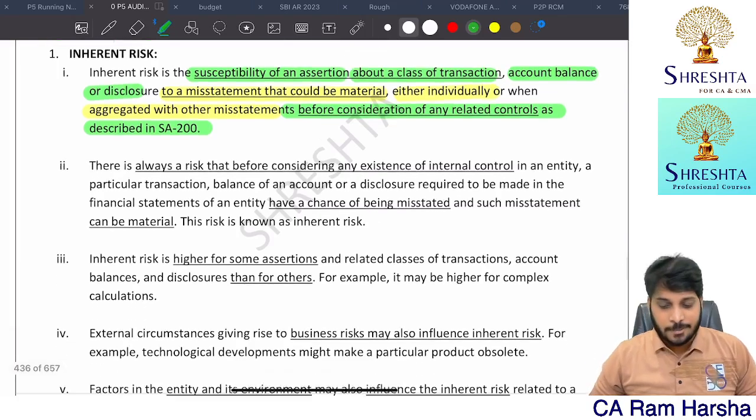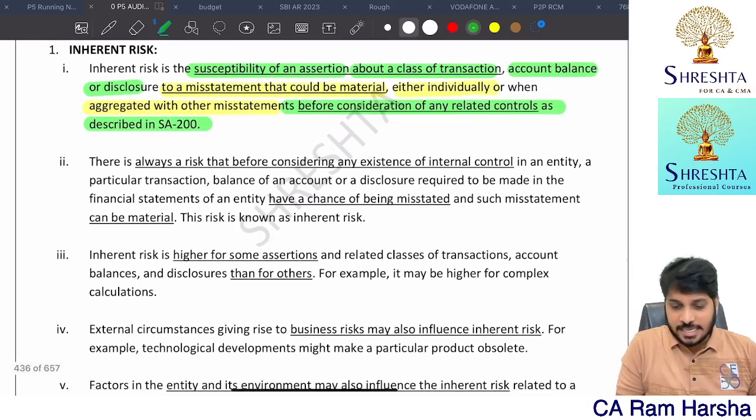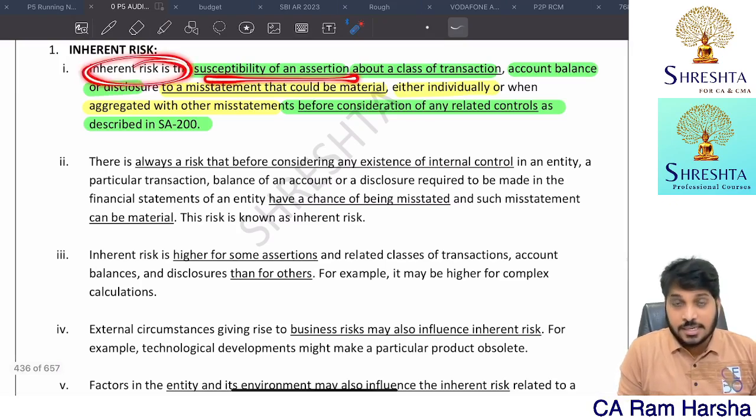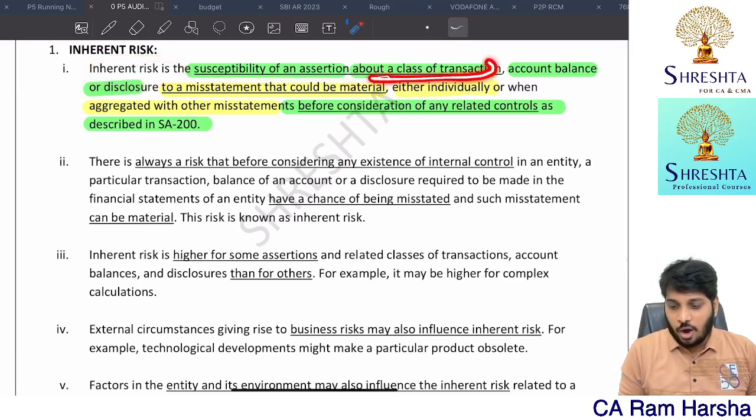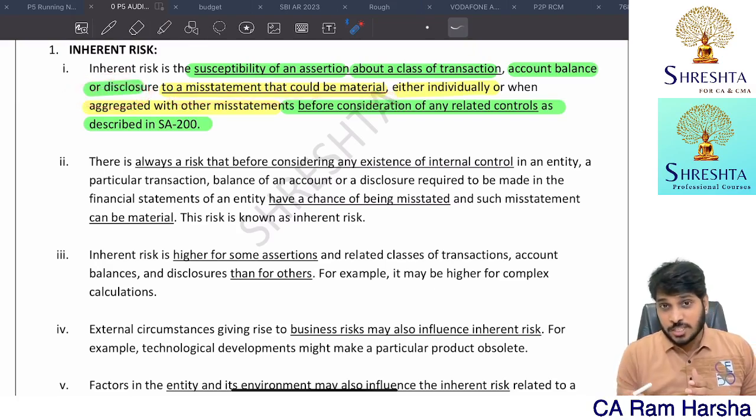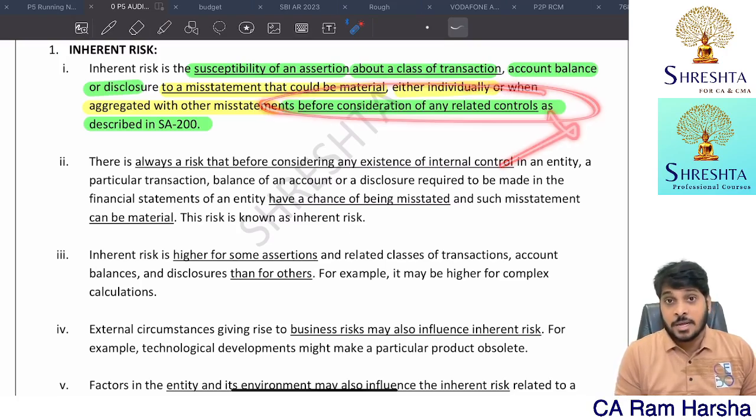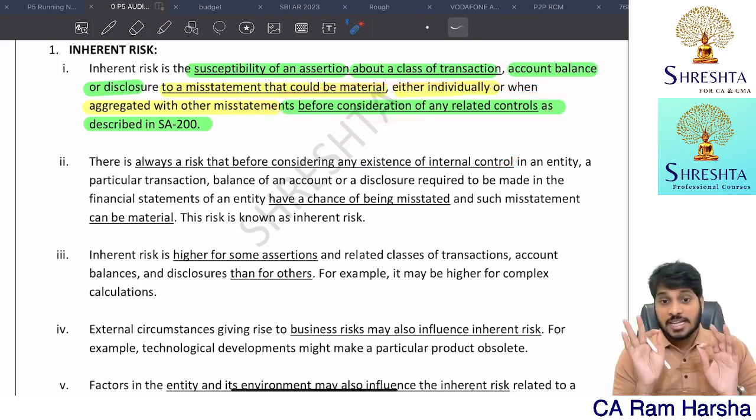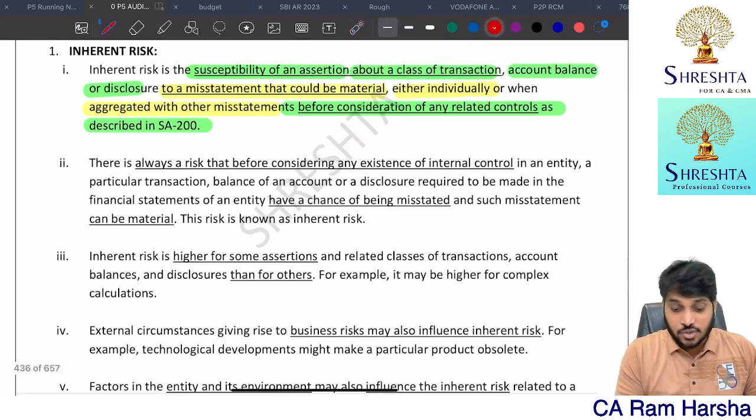Getting it? So inherent risk is the possibility, from the auditor's point of view, of how a class of transaction, an account balance, or a disclosure may lead to material misstatement. What is the possibility of financial statements leading to material misstatement before controls are implemented, before taking into account internal controls? That is called inherent risk, and that is called risk assessment.